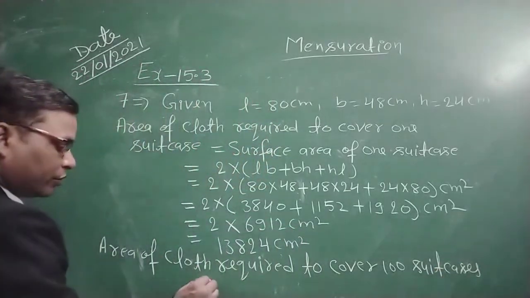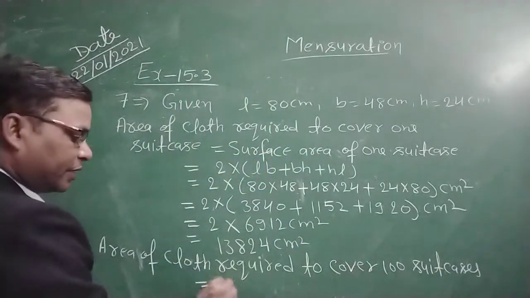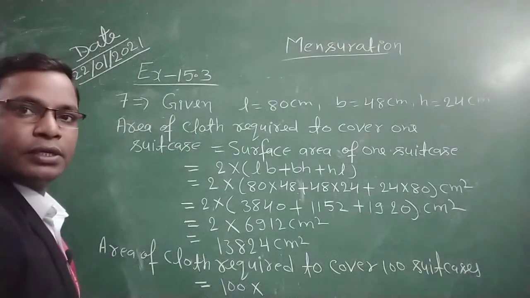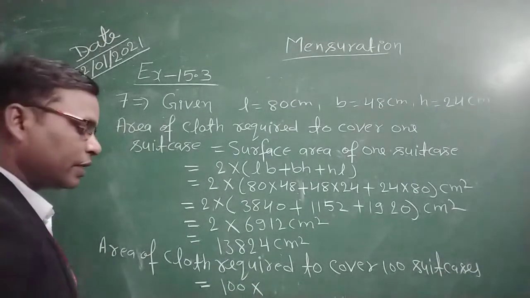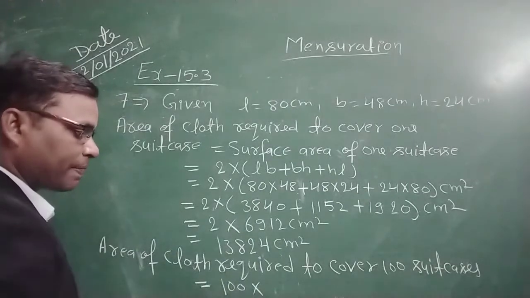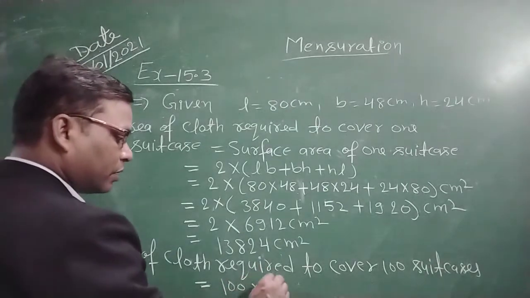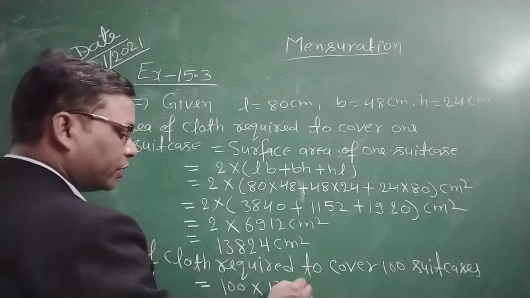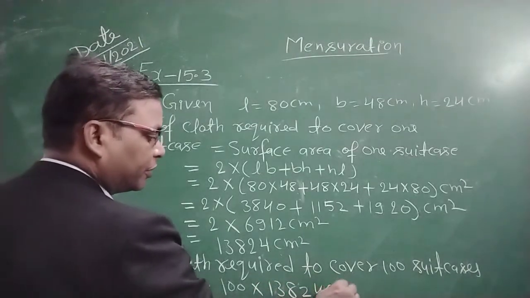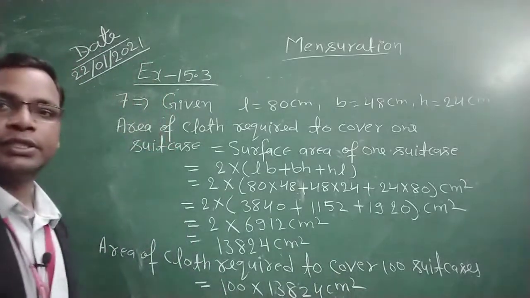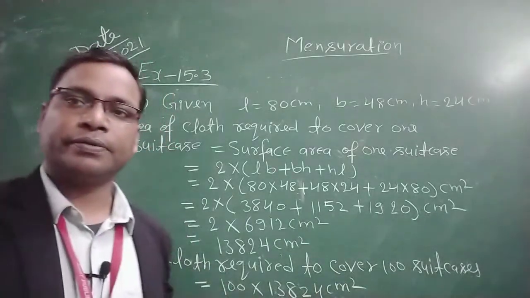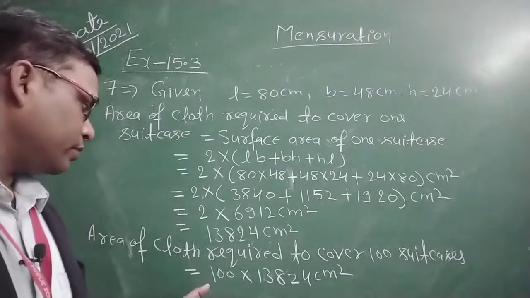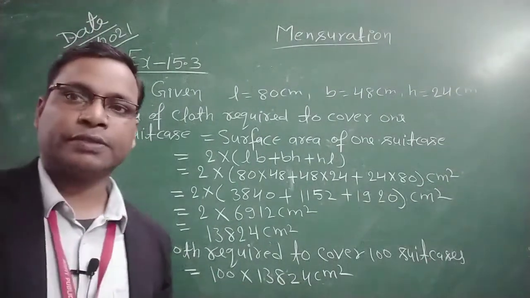Okay, so if you multiply it by 100, then you get the area of 100 suitcases, 13,824 centimeter square. This is clear. Now this is the area of 100 suitcases.